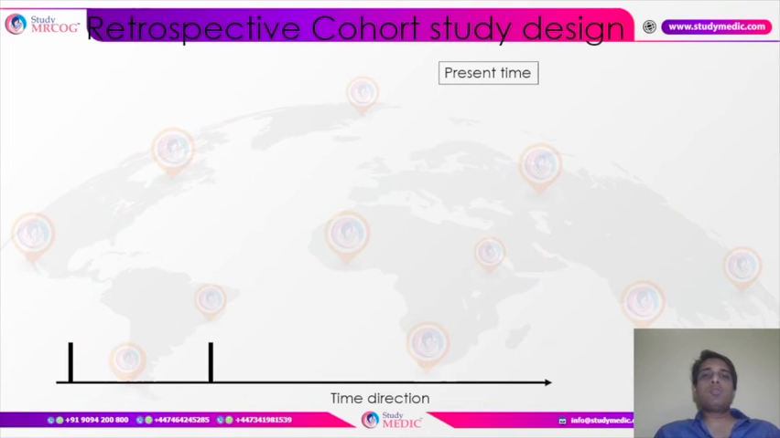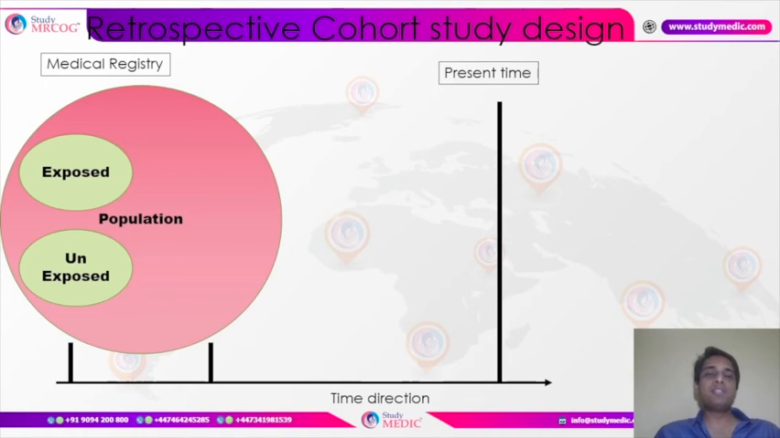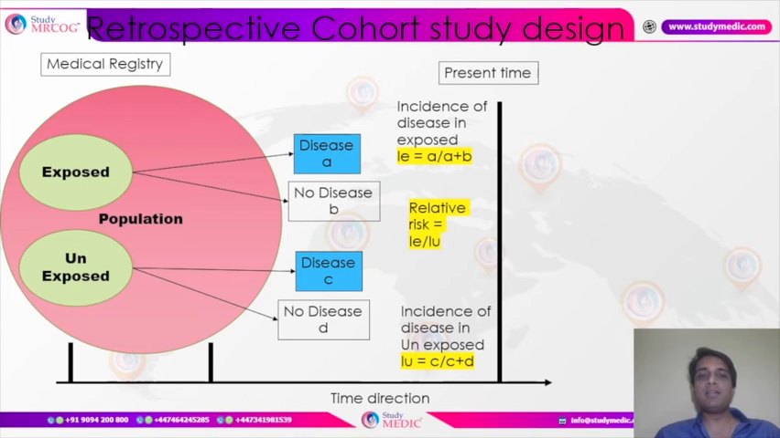Now, the retrospective cohort study design. From the present time, we go back and look at the medical registry. From that, we select the population in whom we identify the exposed or unexposed. Then through the medical registry, we follow them up to see how many of them develop disease or not, both in exposed as well as unexposed group. And then we similarly calculate the relative risk. This is retrospective cohort study design.